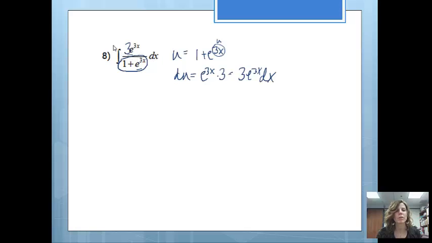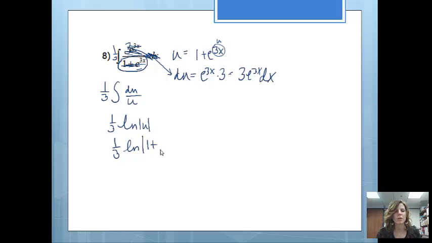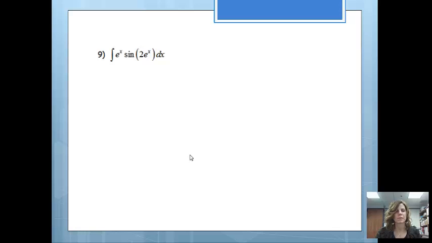So I'm going to put a 3 on the inside, 1/3 on the outside. If I replace my information, 3e to the 3x dx is actually du, and the denominator we called u. So now we have 1/3 the integral of du over u. Using formulas from a previous video, we know that the integral of du over u is equal to the natural log of the absolute value of u. So I'll bring the 1/3 down. Rewriting, I'll have 1/3 natural log of u, which was 1 plus e to the 3x, and then plus c.